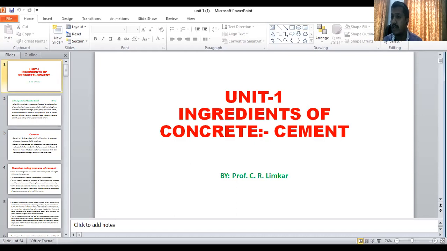Whatever the concrete that we are going to use for any construction work, with whatever the type of the concrete or whatever the grade of the concrete, because of the presence of excess lime, there is change in its volume.